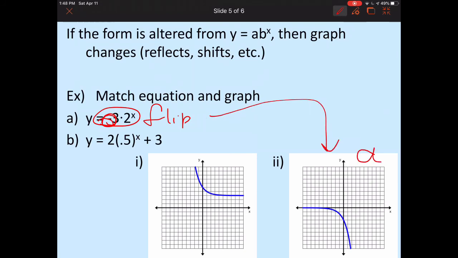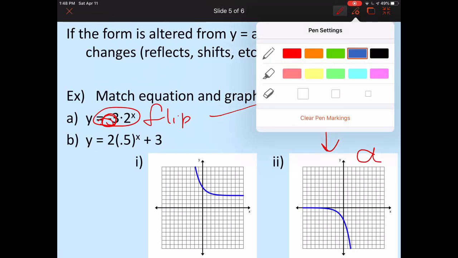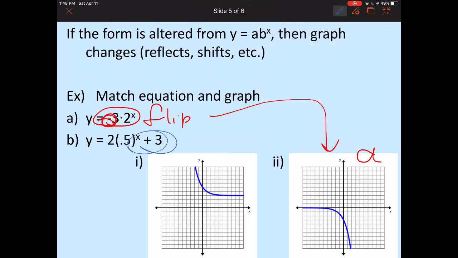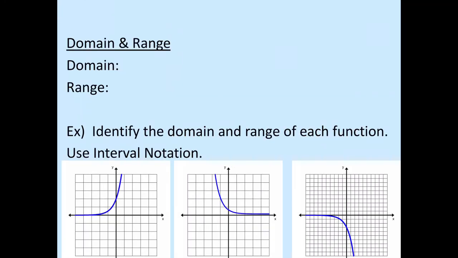And now, changing colors real quick. This +3 is going to be the asymptote at 3 right here. So this whole graph raised up by +3. That's this guy. Plus we see it's decay, so this guy is b. All right? Okay. One more slide, and we're almost done for today.